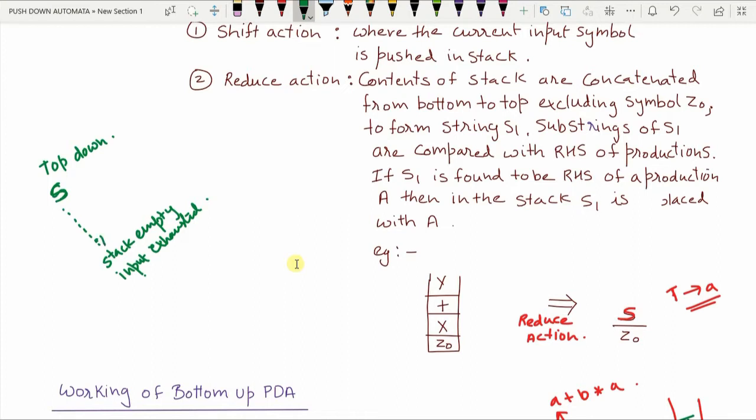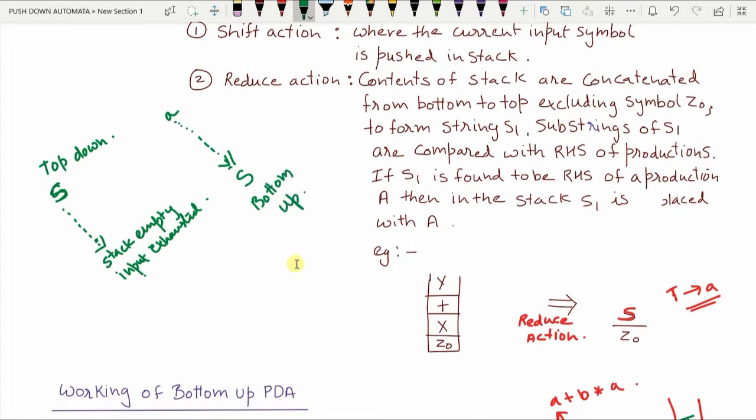But in this method which we are seeing now, the bottom up approach, we are starting from the input string, from bottom to top. Starting with the first input symbol, then the second, third, fourth, every symbol is inserted, and shift and reduce actions will take place whenever required. Finally, suppose the stack contains only one element, that is the start symbol. Then we say that the given input is accepted. So this is bottom up.